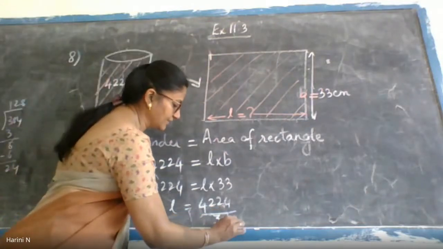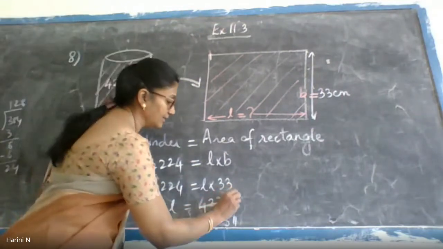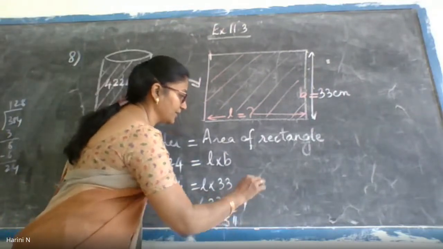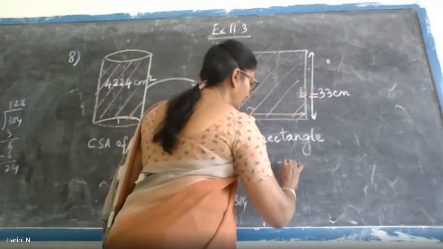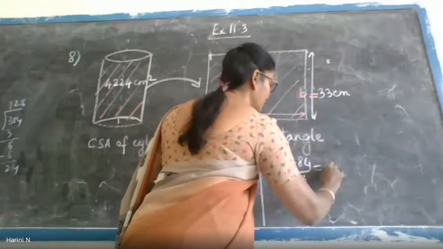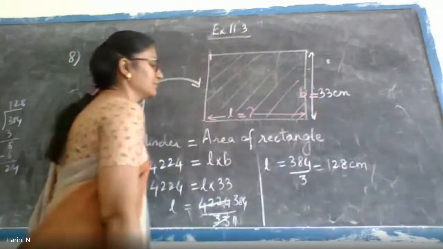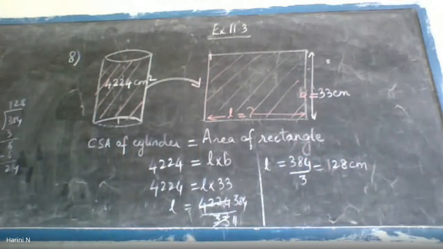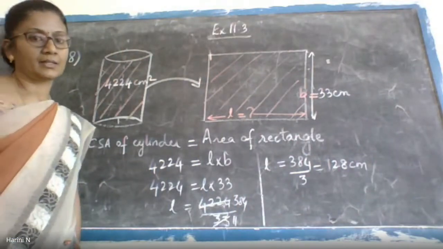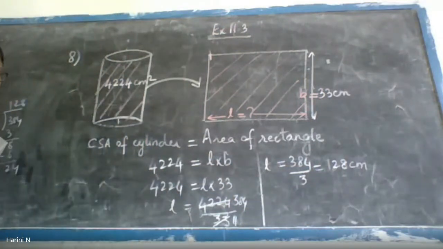Eleven threes are 33. 11 how many times is 4224? It is 384 times. You can divide and see. So then you will have L is equal to 384 divided by 3, which will be 128 centimeters. So the length is coming out to be 128 centimeters.